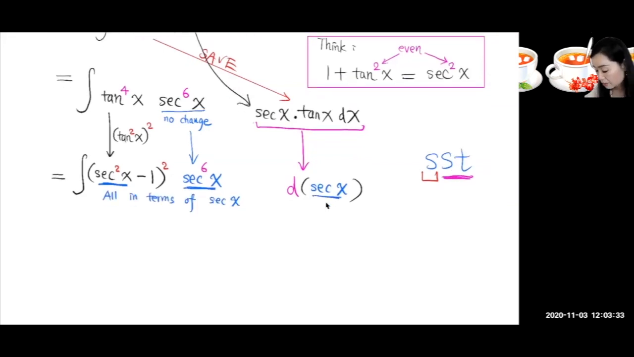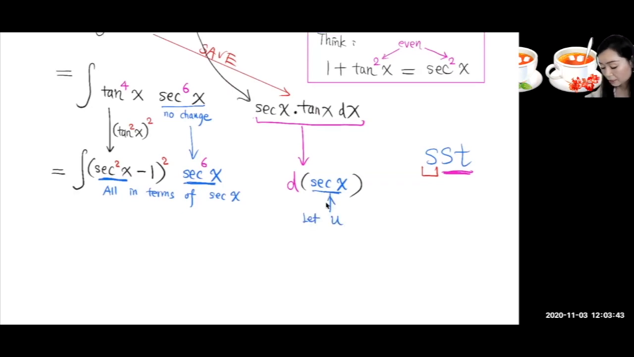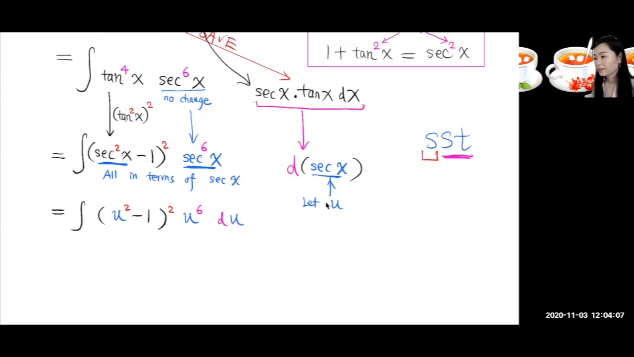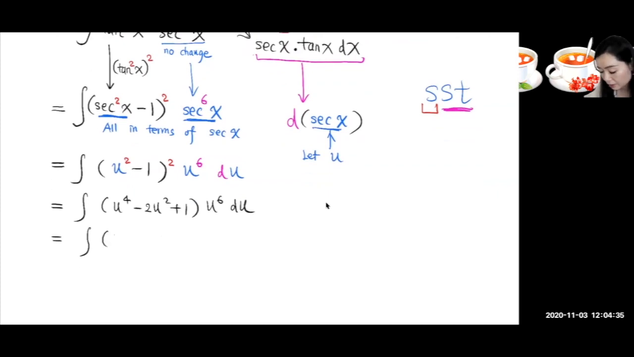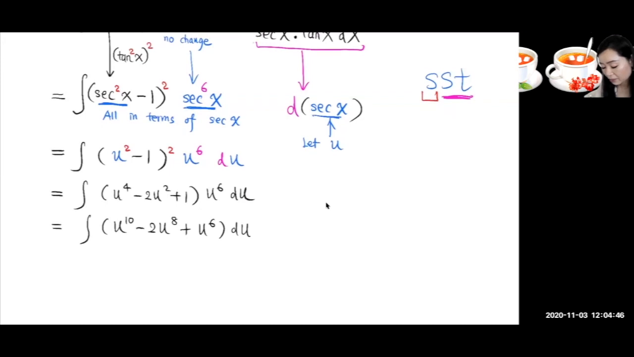Now what will be the next step? The next step is to do the u-substitution. So let u be this. Then this is going to become u squared minus 1, squared, and then u to the 6th power, and then this is the du. All right, now we just need to expand this. This is u to the 4th power minus 2u squared plus 1, times u to the 6 du. And you multiply this out, distribute: u to the 10 minus 2u to the 8 plus u to the 6 du. And then we just integrate that term by term.